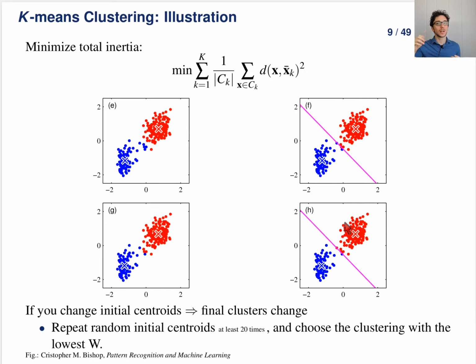And so at the end you will have 20 clusterings, and you will choose the best one using a certain criterion. For example, you can choose the one which minimizes the within cluster variation. So you will choose the one which minimizes this W. That is actually this one.